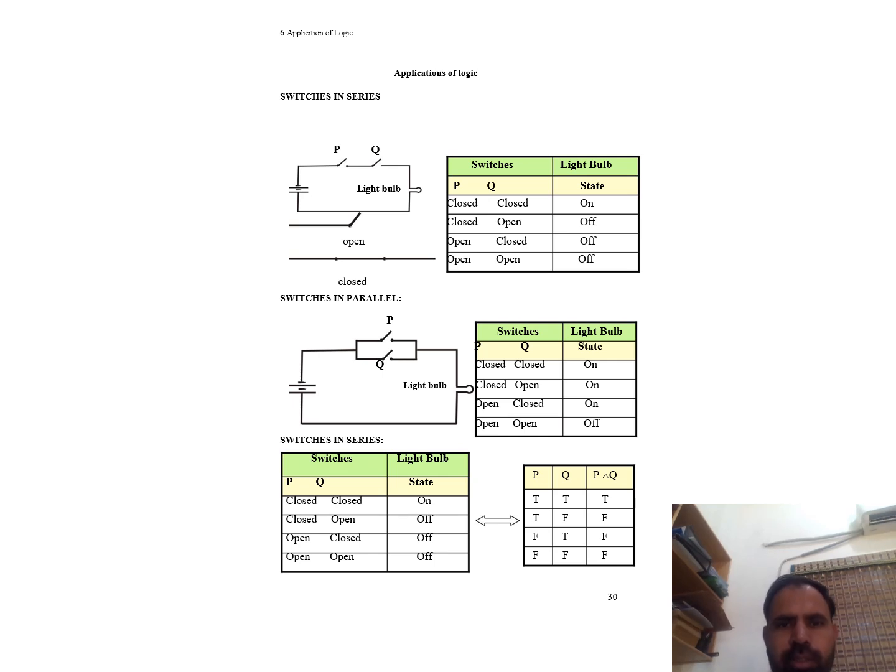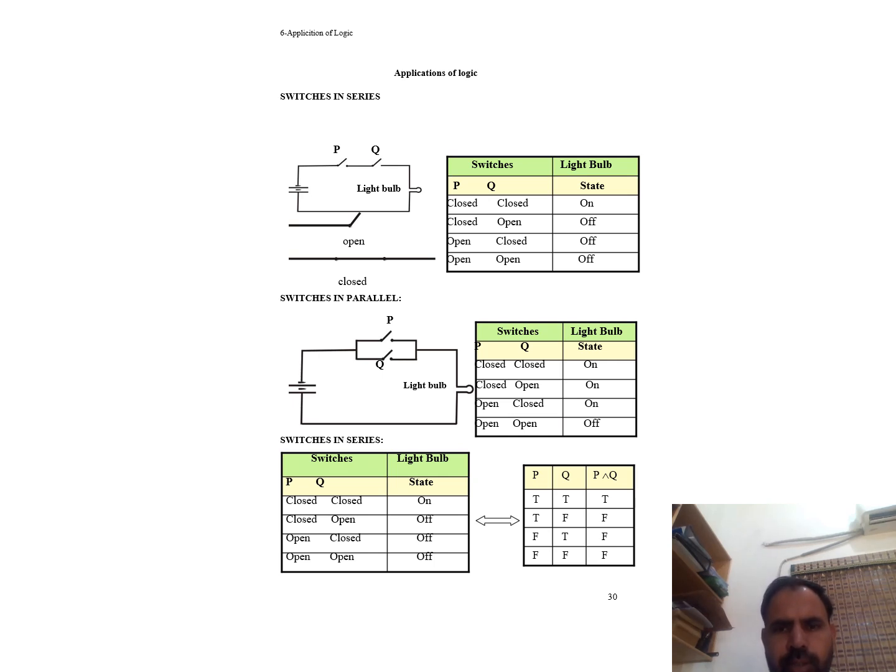Now we discuss switches in parallel. Here P and Q are shown in parallel. This is the light bulb, and now we discuss it in tabular form. P closed, Q closed, then the status of the light bulb is on. When P closed, Q open, then it's on. If P open and Q closed, then it's on. If both are open, then the light bulb is on.